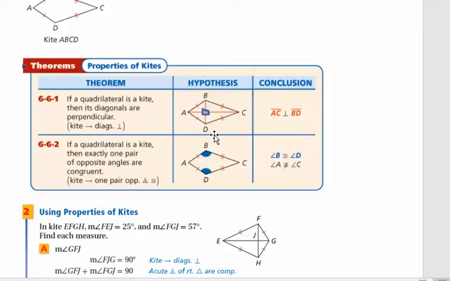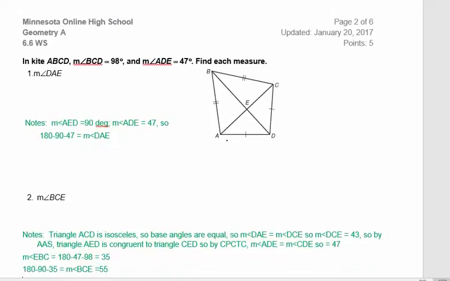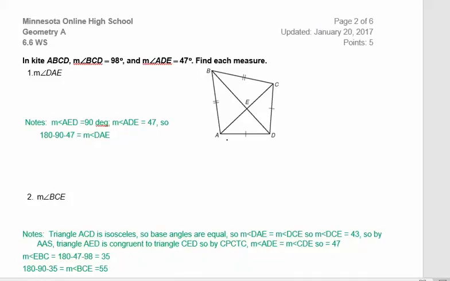If a quadrilateral is a kite, then its diagonals are perpendicular, so they will cross at right angles. And if a quadrilateral is a kite, then exactly one pair of opposite angles are congruent. So we'll need to remember those theorems as we work with the problems on the worksheet. All right, to start with, let's look at number 1.